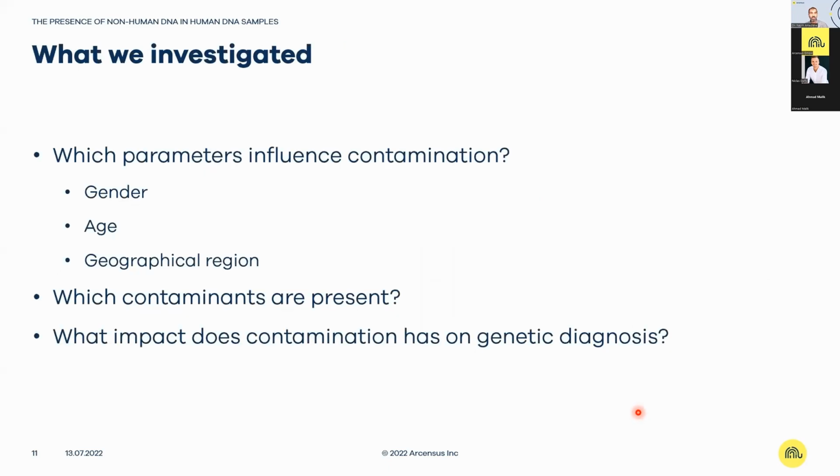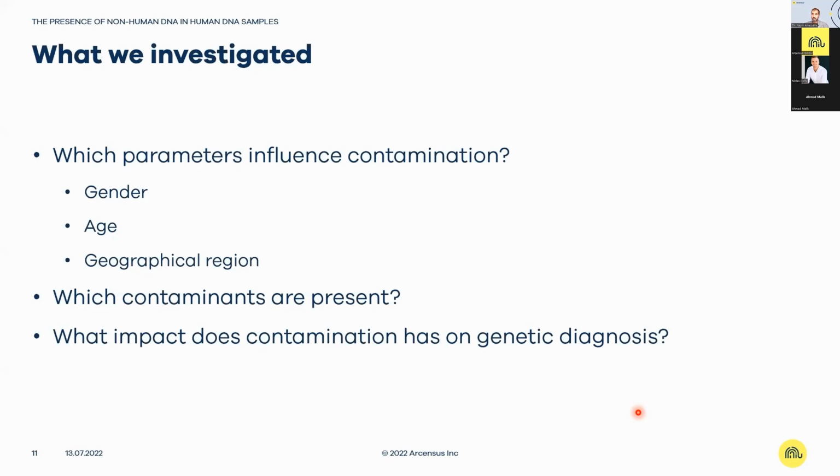So we investigated the following. We asked ourselves which parameters actually influence this contamination. So we looked at the gender of these individuals, we looked at the age and the geographical region from where the samples came. And also we looked a little bit into what type of contaminants are present in the samples. And finally, we wanted to know whether the level of contamination would have any effect on the genetic diagnosis, which is, in my opinion, one of the most important aspects when it comes to whole genome sequencing in the context of genetic diagnostics.